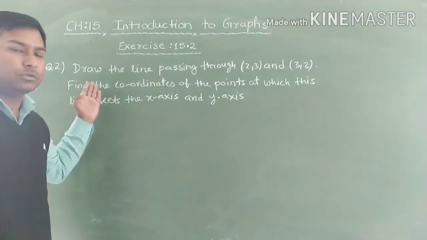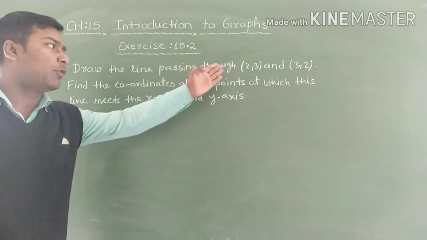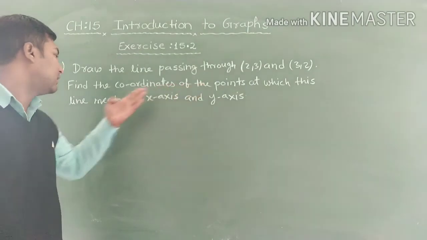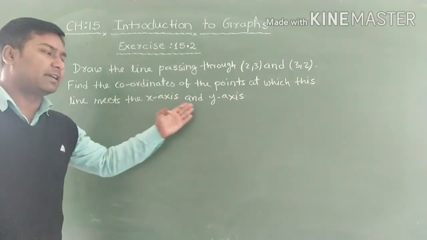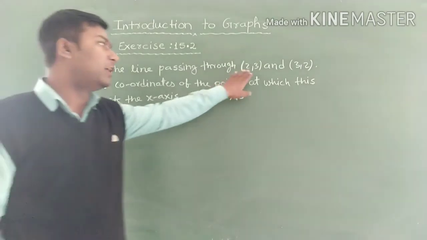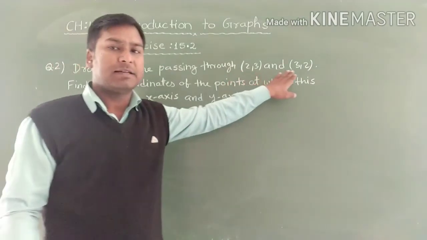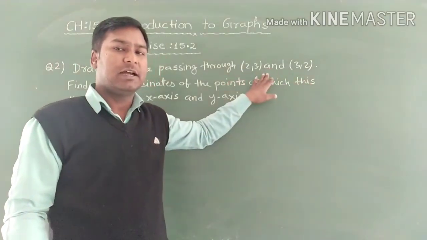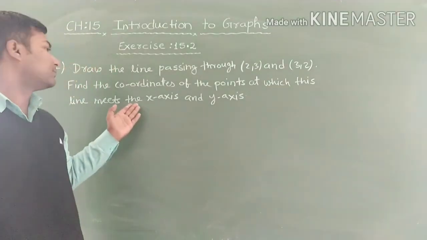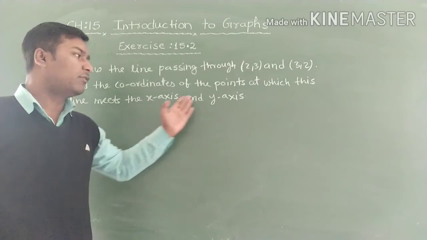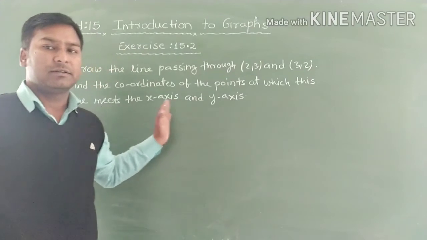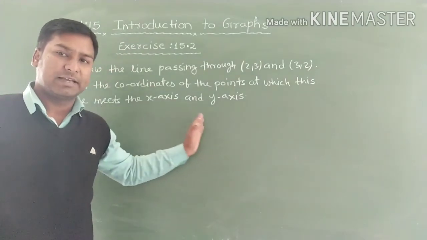Now question number 2. Draw the line passing through 2, 3 and 3, 2. Find the coordinates of the points at which these line meets the x-axis and y-axis. Okay, so what we have to do in this question, we have to draw these 2 points and draw a line passing through these 2 points, and we have to see the line passes through which can meet at x-axis or y-axis. Okay, and we have to write also the coordinates on which the line meets on x-axis or y-axis.